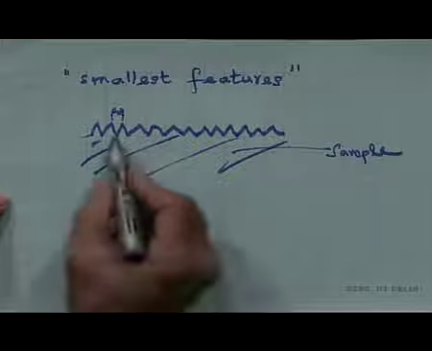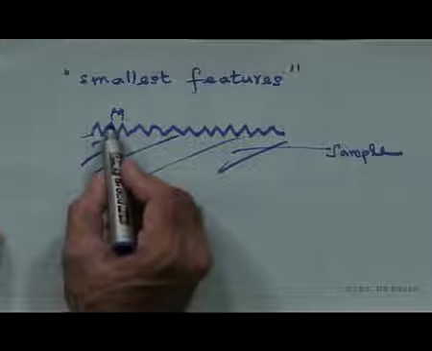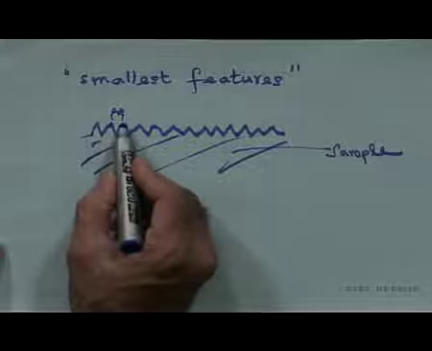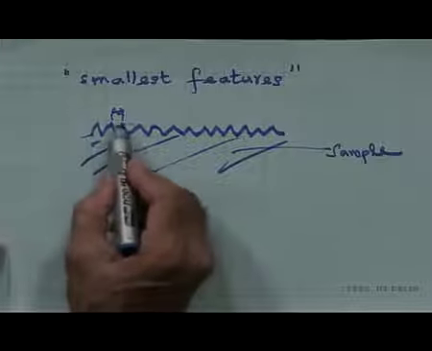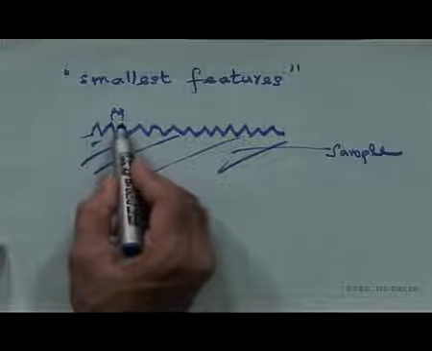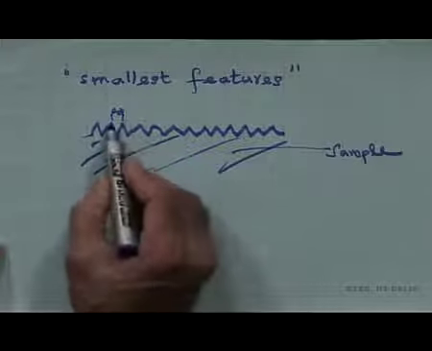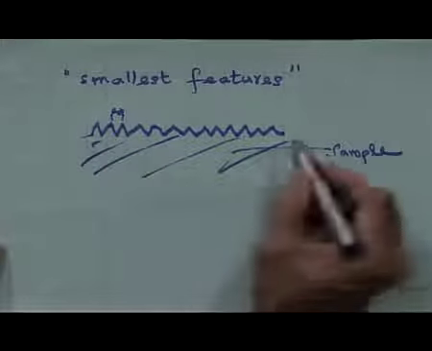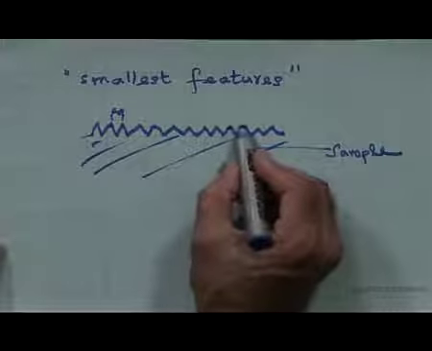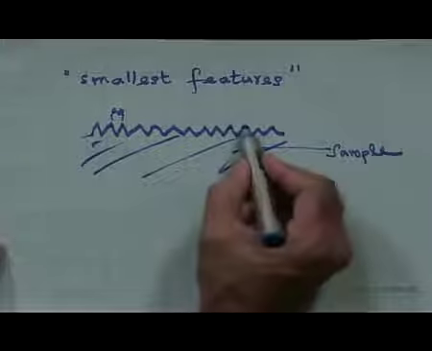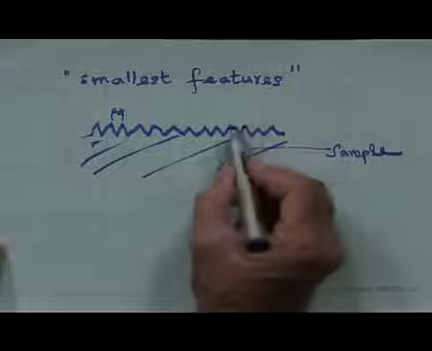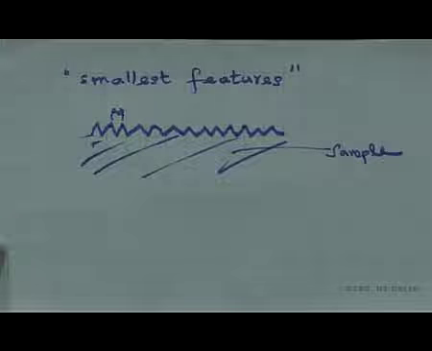For example, if the microscope can identify this peak as well as this peak, it means it can distinguish between the two peaks, and we say that the separation between them is the smallest feature. The smallest feature refers to the smallest separation, in this case for example, that the microscope can distinguish.